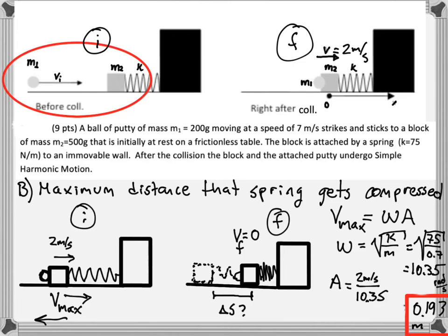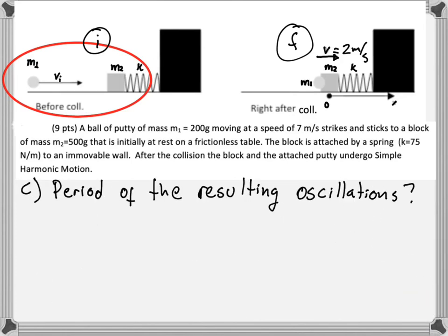We're solving for A because the maximum displacement from equilibrium of this system is the same as the maximum distance that the spring got compressed, the delta S that we were solving for before. So the amplitude is the same as delta S in this problem. So the amplitude, solving for the amplitude, is the maximum speed, 2 meters per second, divided by omega. So 2 divided by 10.35 will give you the same answer, of course, 0.193 meters for the amplitude of the oscillation. All right? And we have a third question here, which is the period of the resulting oscillations.